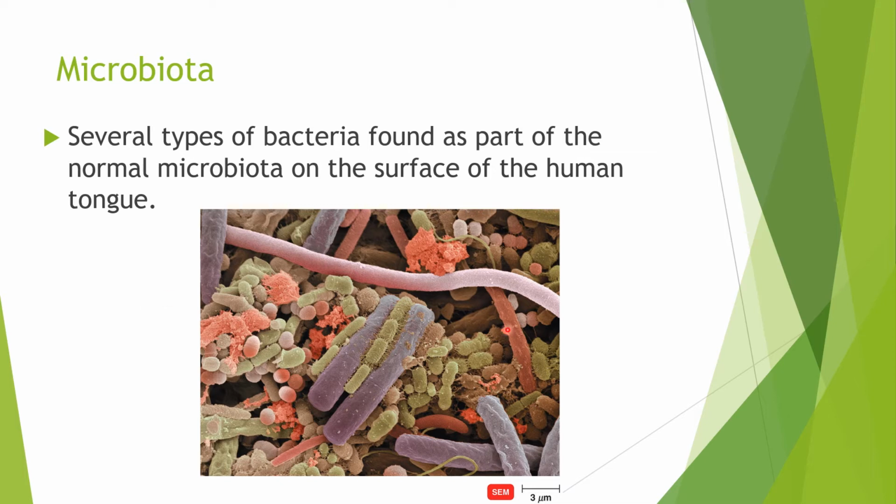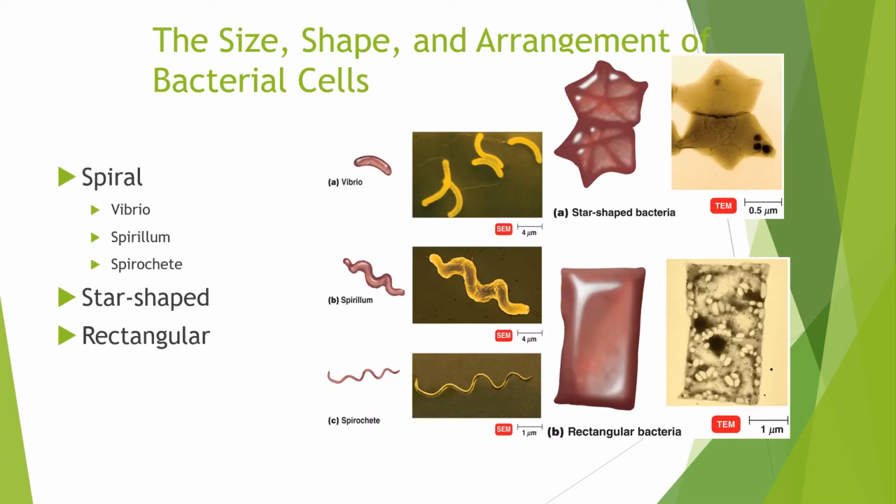But the next time you share a glass of water with someone, you're not just sharing water, you're also sharing your microbiota with them. Let us take a look at some of the shapes and different arrangements for our bacterial cells. Some bacterial cells actually look like stars, and some of them look like rectangles. Some bacteria look spirally and they're pretty thin, so we call them spirochetes. If it's spirally but it's a bit thicker, we call it spirillum. Vibrio, those look like curved rods.